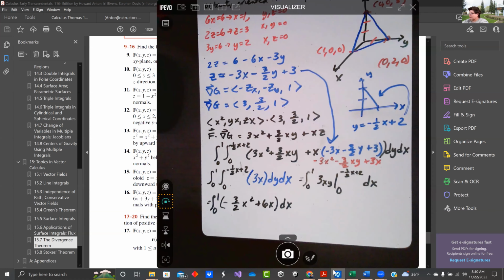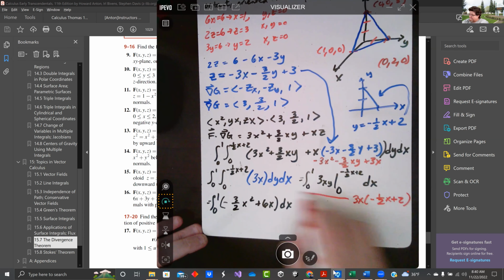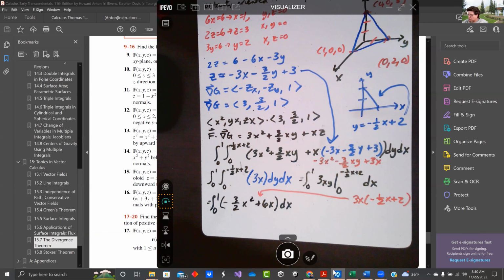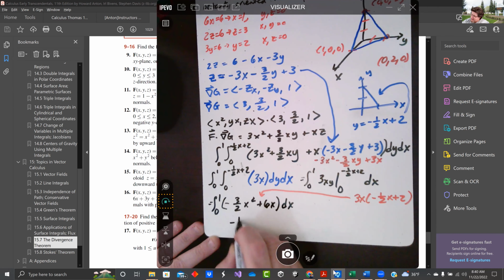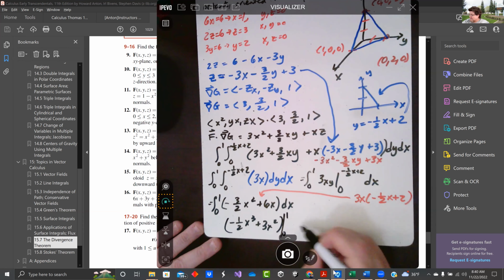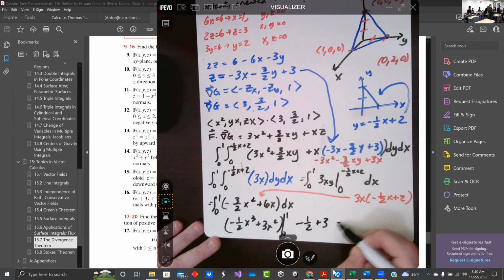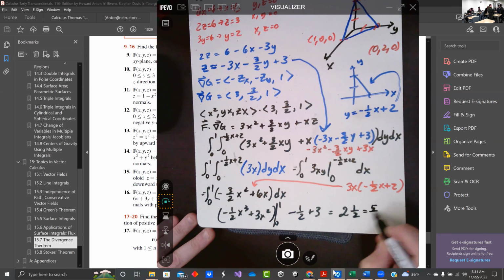So what I did there was 3x times negative 1/2 x plus 2. All right, we integrate this: up the power, divide by the power. I got negative 1/2 x cubed plus 3x squared, and we're evaluating that from 0 to 1. Negative 1/2 plus 3. Their math is wrong. What is that?